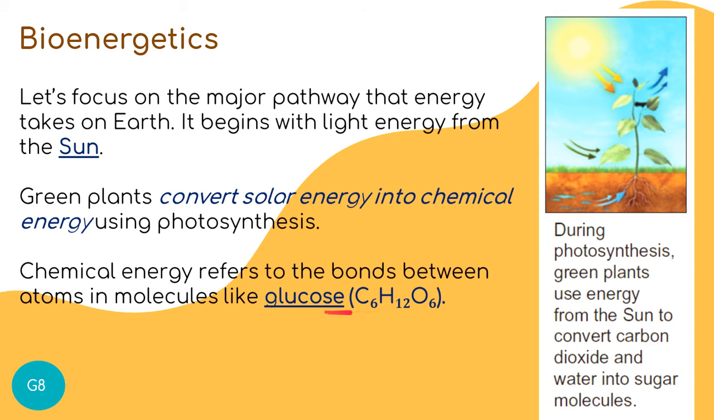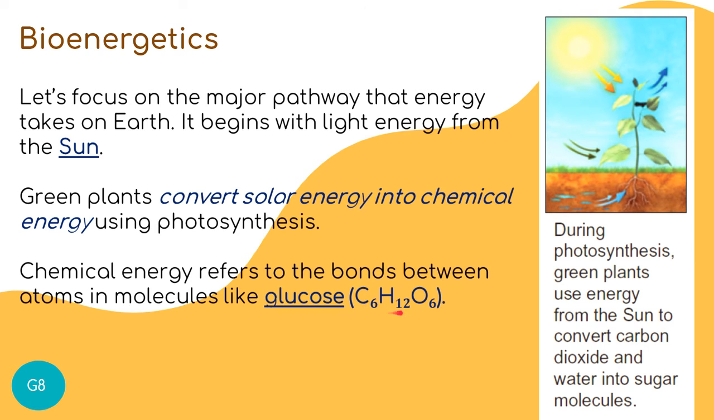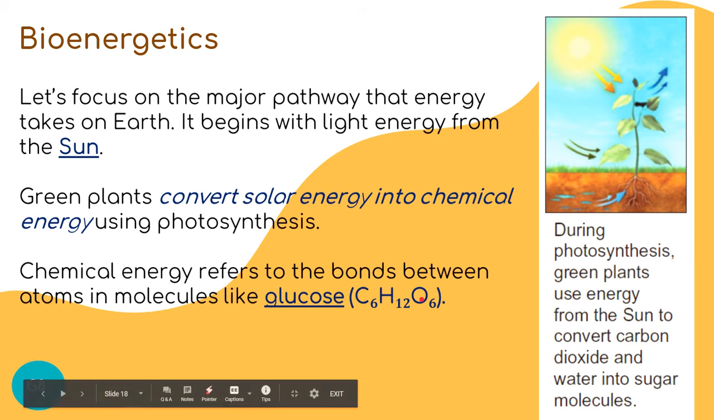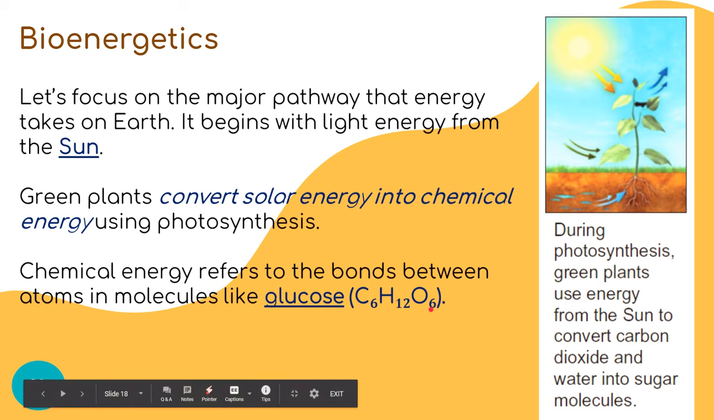This is something you have to memorize, okay? Very important. This is a molecule made up of 6 atoms of carbon, 12 atoms of hydrogen, and 6 atoms of oxygen. Now, in the bonds of these molecules is where chemical energy is stored. So plants harvest energy, process it in their chloroplasts, convert it into chemical energy, and store that energy in the bonds of the glucose molecule. Green plants harvest sun energy and convert carbon dioxide and water into a sugar molecule.